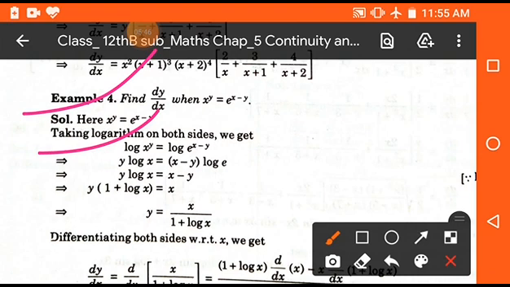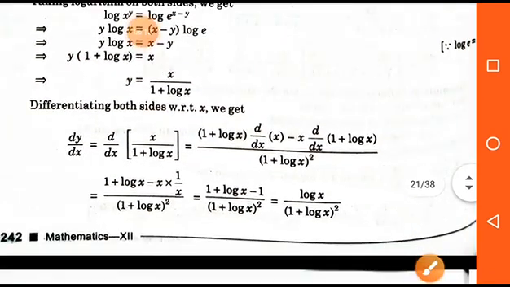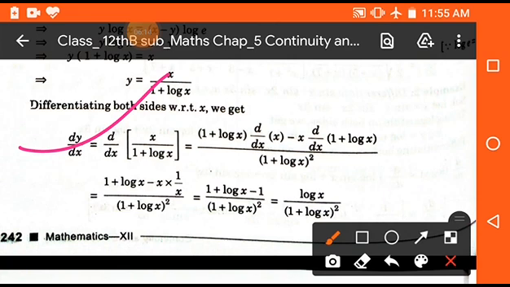Now using the property of log m to the power n, we get y log x is equal to (x minus y) log e, and we know that the value of log e base e will be 1. So y in bracket (1 plus log x) is equal to x. So the value of y is equal to x upon (1 plus log x). Clear? Now you can apply here the division rule.